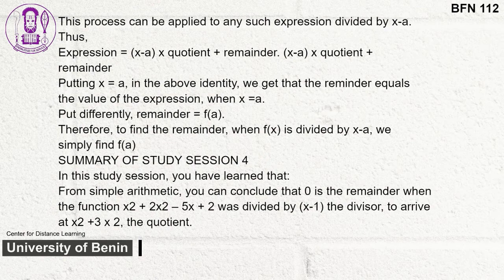Summary of Study Session 4. In this study session, please note the following. From simple arithmetic, you can conclude that 0 is the remainder when the function x cubed plus 2x squared minus 5x plus 2 was divided by (x minus 1), the divisor, to arrive at x squared plus 3x minus 2, the quotient.